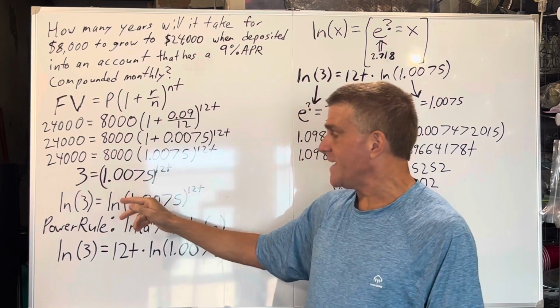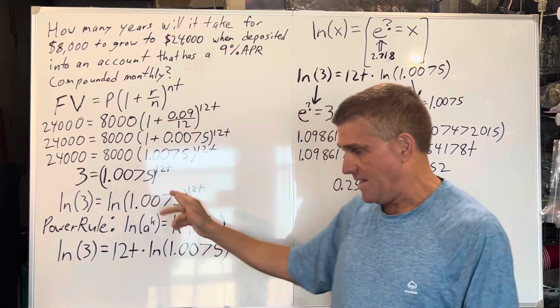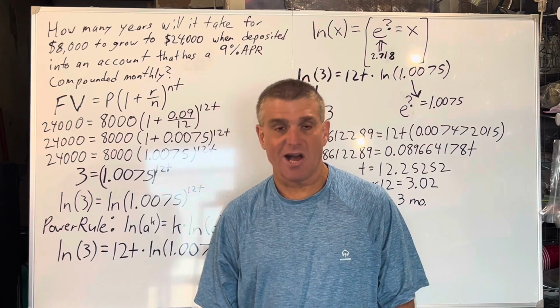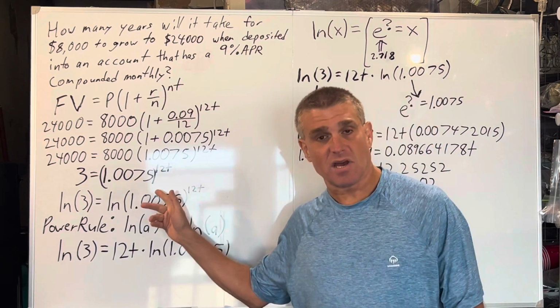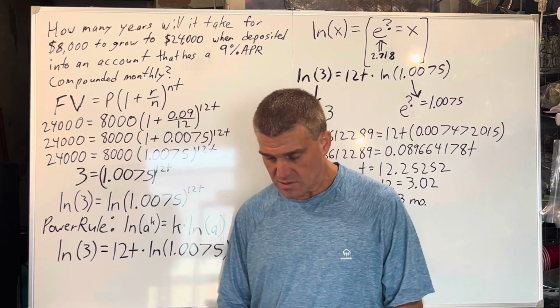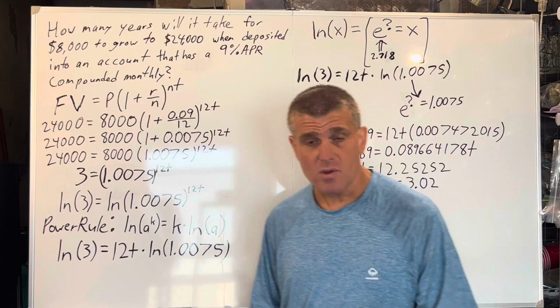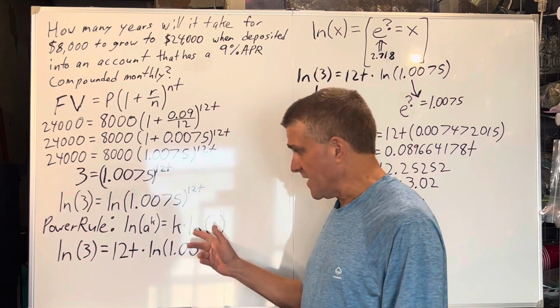equals 1.0075 to the 12t. This is where we introduce the log function, as the unknown t is located in the exponent of a number. Since the log function is the inverse of an exponential function, using the log function will allow the exponent to be pulled down to the same line as the rest of the numbers.